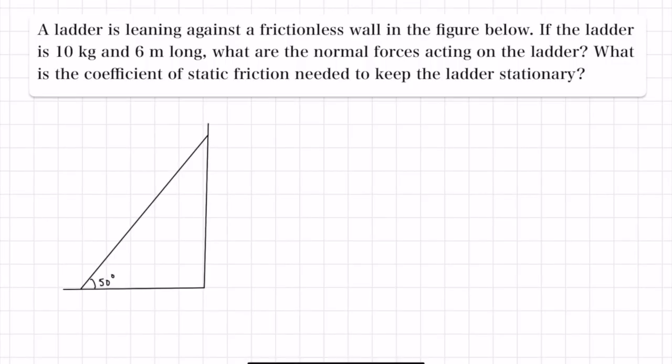A ladder is leaning against a frictionless wall in the figure below. If the ladder is 10 kilograms and 6 meters long, what are the normal forces acting on the ladder? And what is the coefficient of static friction needed to keep the ladder stationary? This is going to be, so the wall is frictionless, but the floor is not. Okay, so static equilibrium problem.